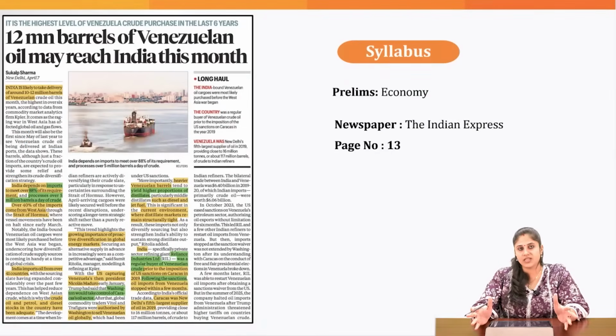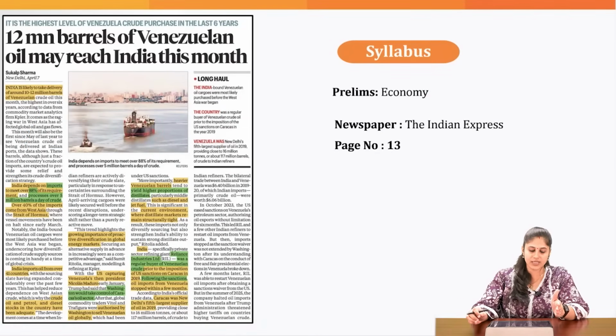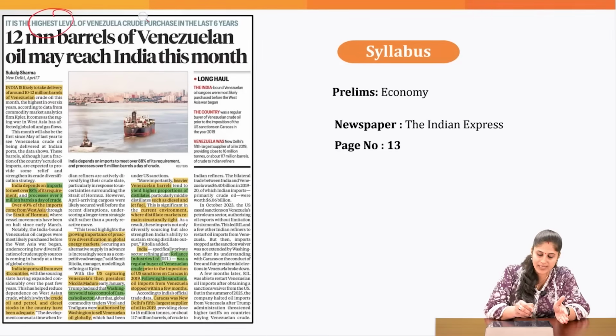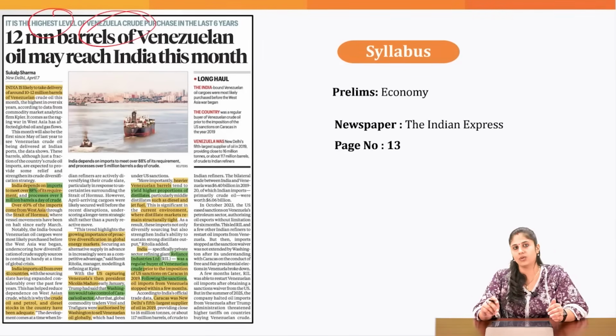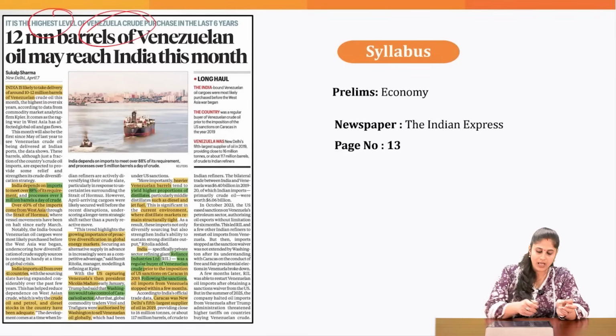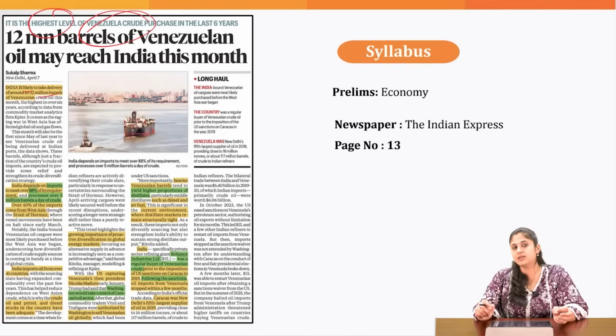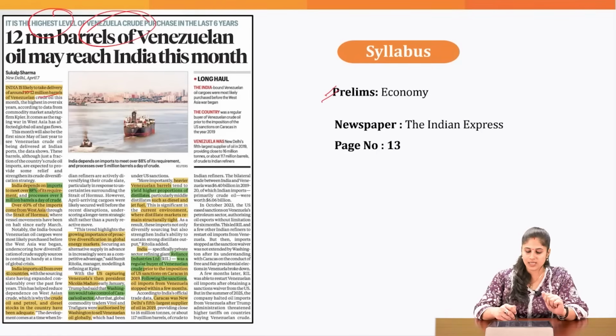In the backdrop of the West Asian crisis, for the first time in the last 6 years, India is going to get the highest level of Venezuelan crude oil. It is for the first time in the last 6 years that we have purchased such a huge amount of Venezuelan crude oil, around 10 to 12 million barrels. This is related to the economy part of your prelims syllabus.